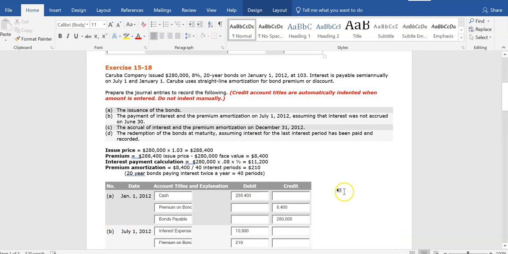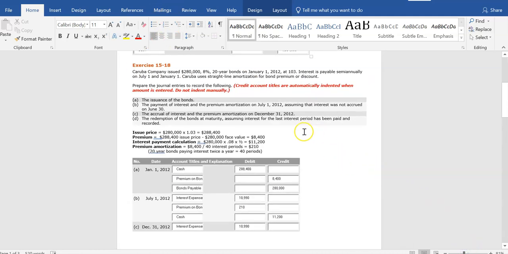Moving on to this next problem. This is exercise 15-18. This problem is having us work with issuing bonds. Let me make this a little bit smaller. There we go. Get it all on one screen. Okay. So this company issued 280,000 8% 20-year bonds on January 1st of 2012, and they issued them at 103, which means they were issued at 103% of their face value.